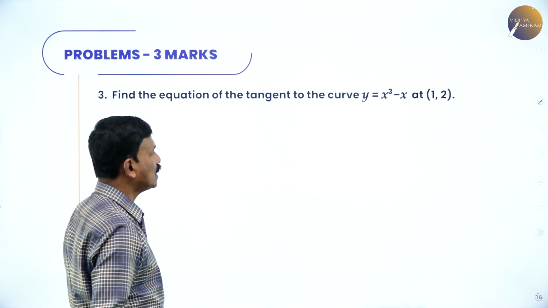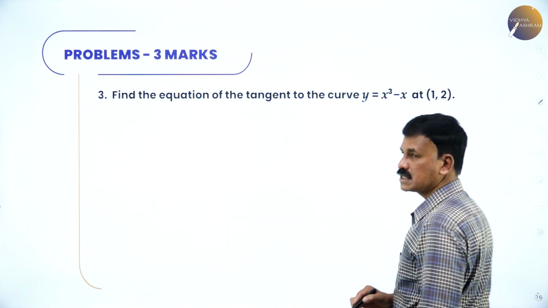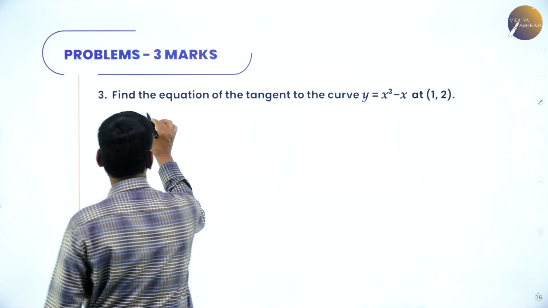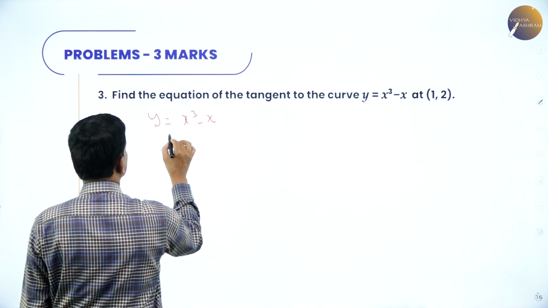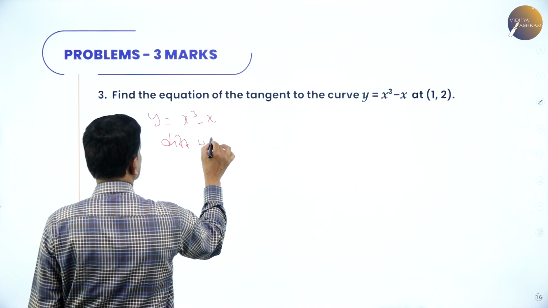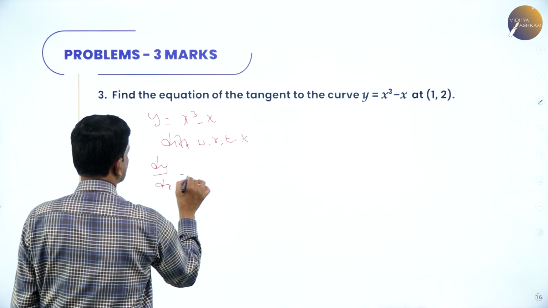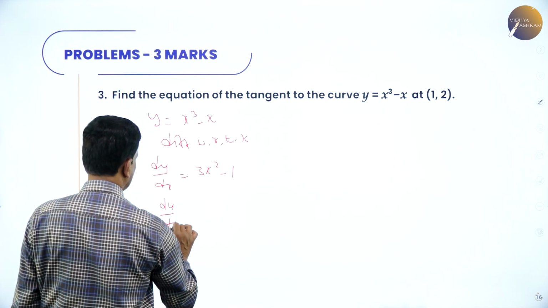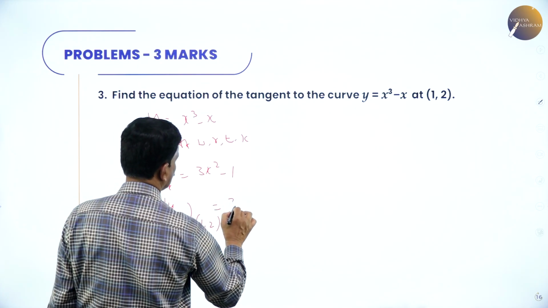Find the equation of the tangent to the curve y is equal to x cube minus x at 1 comma 2. This is also the same as the previous problem. Find out the slope first. So what is given? y is equal to x cube minus x. Differentiate this. Differentiating with respect to x, dy by dx is equal to differentiation of x cube, which is 3x square, minus 1. Now dy by dx at, what are the points given? 1 comma 2. Put x is equal to 1.